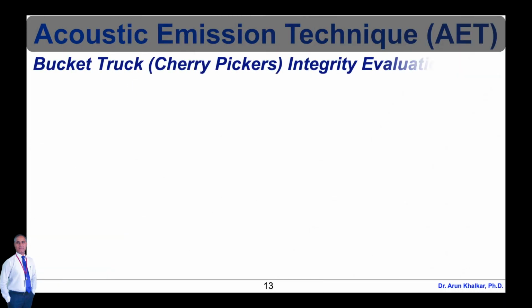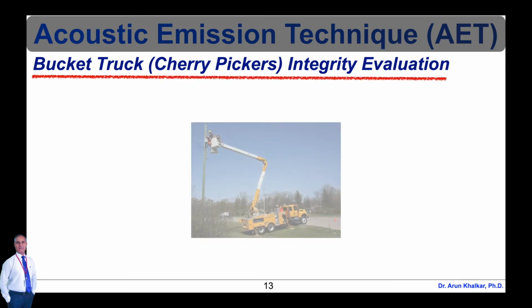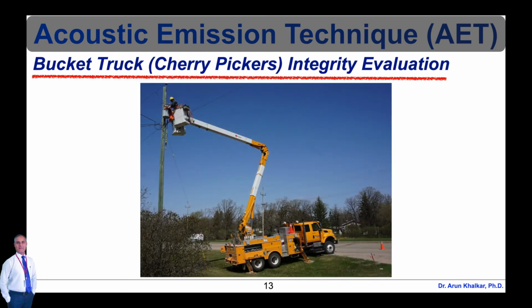Next application is bucket truck integrity evaluation. Accidents, overloads, and fatigue can all occur when operating a bucket truck or other aerial equipment. If a mechanical or structural defect is ignored, serious injury or fatality can result. In 1976, the Georgia Power Company pioneered the aerial manlift device inspection. Testing by independent labs and electrical utilities followed.